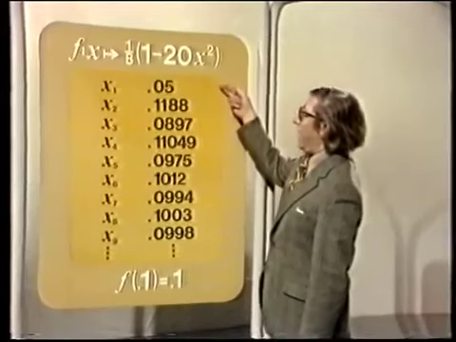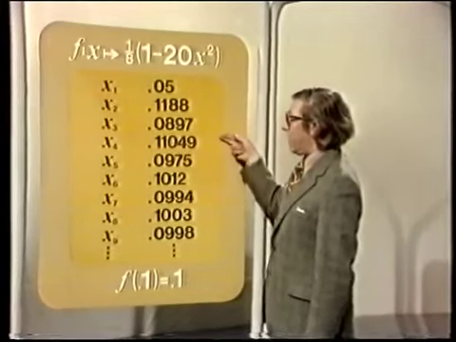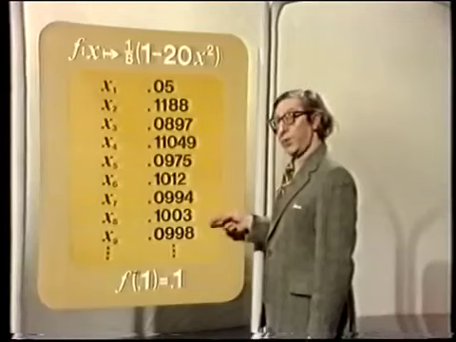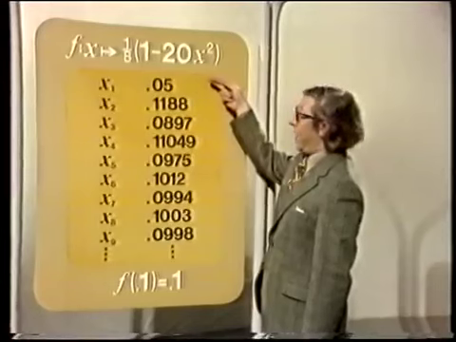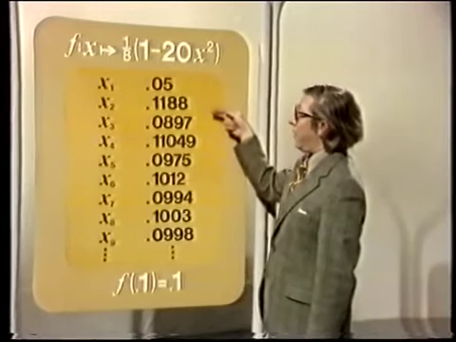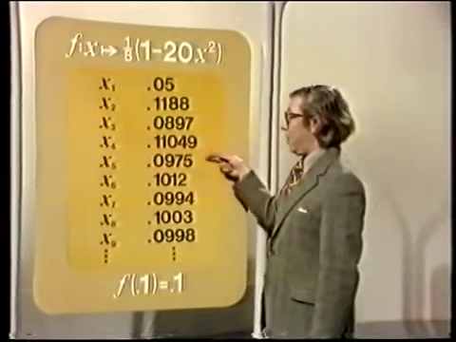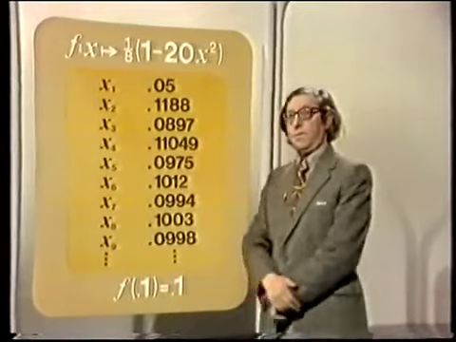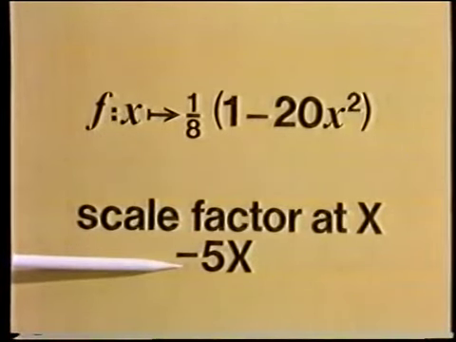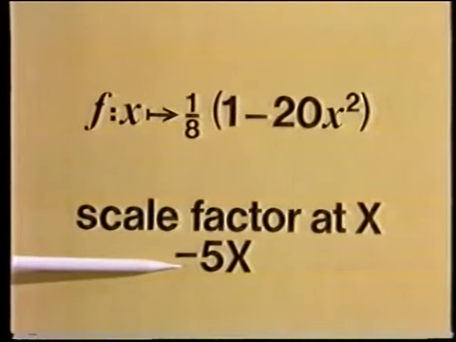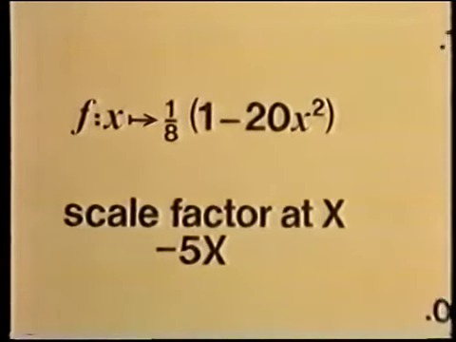Here again, we have an iteration process which is converging again to 0.1. But now, the iterations are alternately below 0.1, above, below, above, below, above the solution. And that's because the scale factor at the solution 0.1 is negative. In fact, for this function, the scale factor at x is minus 5x. So for x equal 0.1, you get minus a half. The scale factor at 0.1 is minus a half.